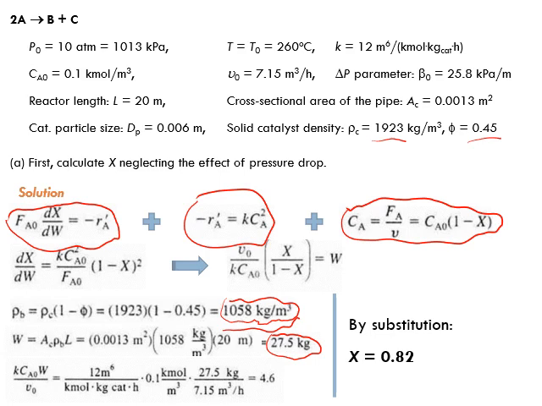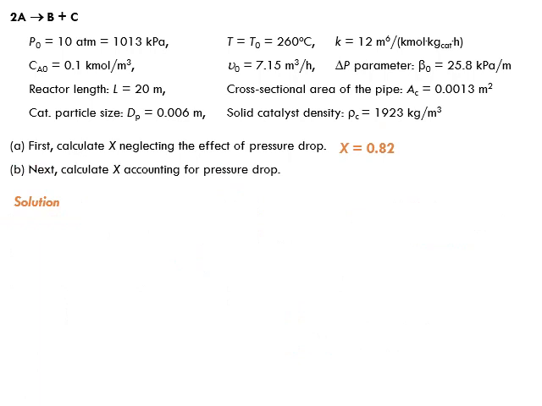So the expected conversion out of this packed bed, where this reaction is carried out at this temperature, with this K value, the rate constant, and the given second order rate law, would lead to a conversion of 82% if the pressure drop is neglected, if there was no pressure drop. However, in reality, we know that there is pressure drop. Means we need to take into consideration the pressure drop. How do we take it into consideration? Of course, we use the Ergun equation to account for the pressure drop.